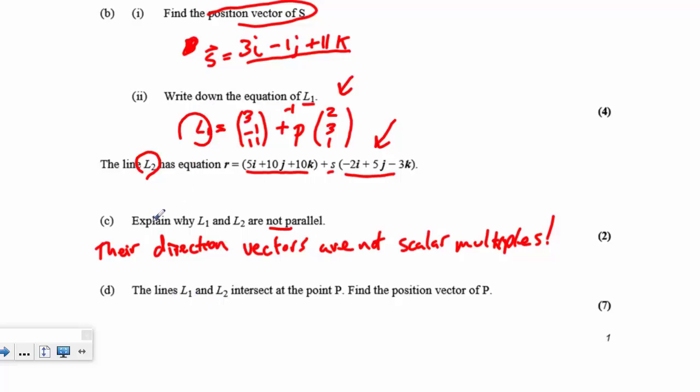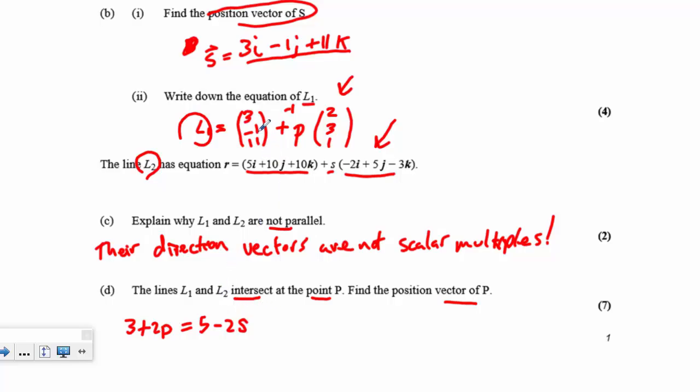So, of course, the follow-up is, lines L1 and L2 do in fact intersect at point P. What is the position vector of P? Okay, so now I'm going to have to take this equation for L2 and this equation for L1 and set them equal to each other to figure out where they cross, where they intersect. So we're going to say 3 plus P times 2, so 3 plus 2P, is going to equal 5 plus S times negative 2, so 5 minus 2S. I need one more equation to solve for the two unknowns P and S.